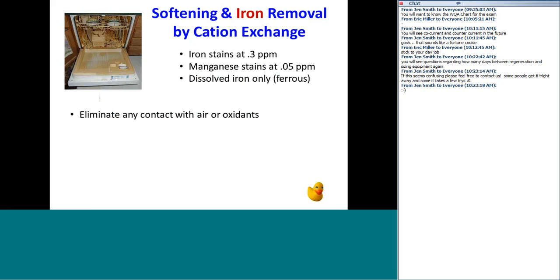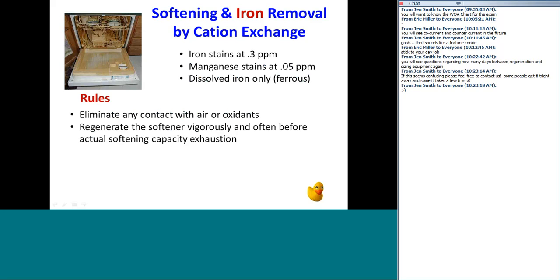Some of the rules: eliminate any contact with air or oxidants, so bleach or chlorine or any oxidants, because it will oxidize the iron and keep it from being removed. Regenerate the softener vigorously and often, before actual softening capacity exhaustion. Stay under 5 parts per million. Some manufacturers say 15 parts per million, and I've actually done it. I've installed softeners on really high levels. As long as it's clear water iron, it will take it out, but you've got to salt the heck out of it.